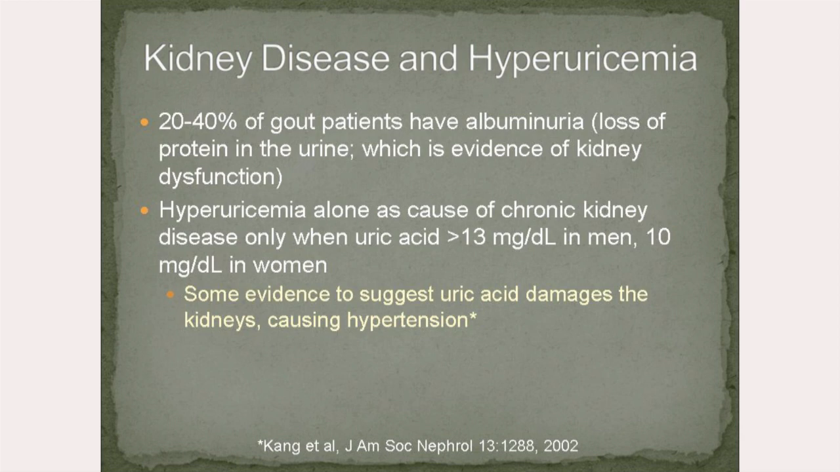It seems, however, that to cause damage to the kidneys, any real problems with the kidneys, you really need to have a very elevated uric acid level, more than 13 in men and more than 10 in women. And there is some evidence to suggest that the uric acid does cause a little bit of damage to the kidneys. Sometimes kidney damage can lead to high blood pressure, because the kidneys actually help to regulate your blood pressure by managing how much fluid you have in your blood vessels. So there seems to be some association between uric acid at a high level and kidney function.